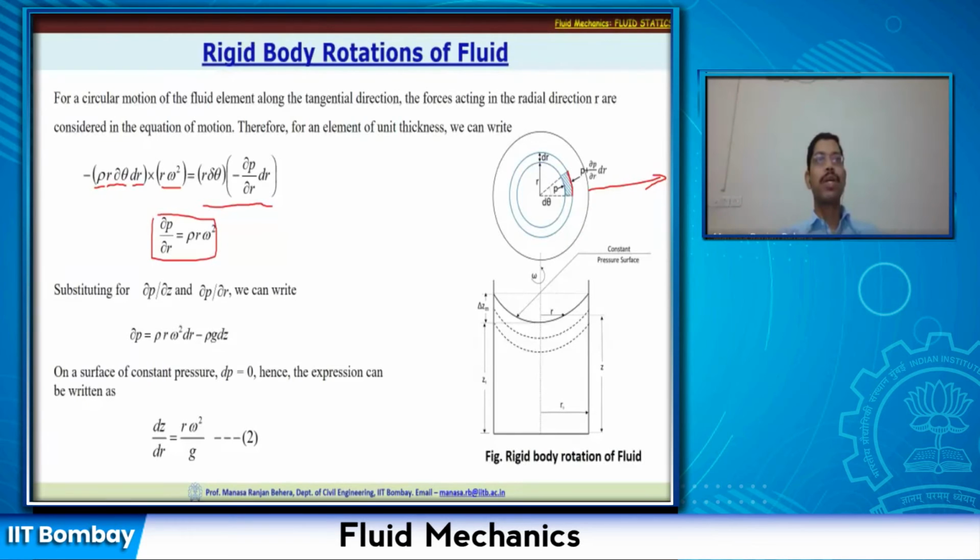From this expression, on a surface of constant pressure, dP is going to be 0. Let us take the free surface. What is the pressure? It is atmospheric at all the points, so it is a constant pressure line. On this surface dP is going to be 0, and hence we can write that dz by dr is equal to R omega square by g. So if I resolve this, I can write that rho g dz is going to be 0 at the surface.